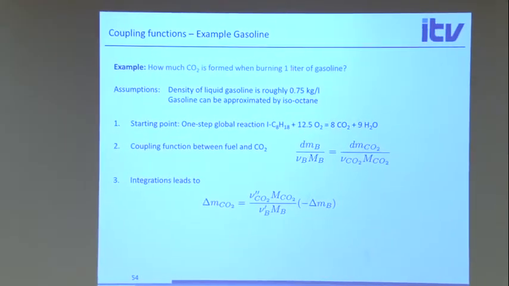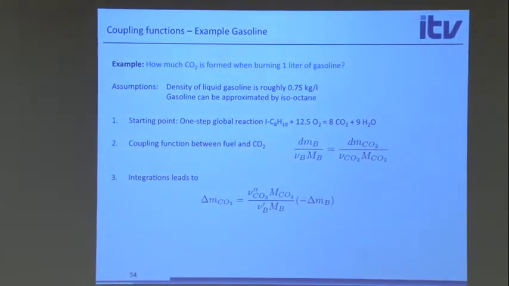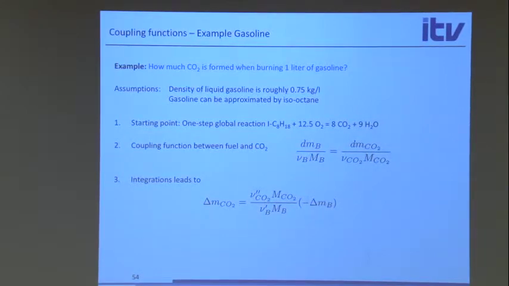Here's another one. How much CO2 is formed when we burn 1 liter of gasoline? Okay, simple question. We assume the density of liquid gasoline is 0.75 kilogram per liter, and we approximate gasoline by isooctane. Isooctane is a surrogate that we often use to represent high-octane gasoline. Starting point here is a global reaction. It's easy to write it down. Isooctane plus 12.5 O2 goes to CO2 and water.